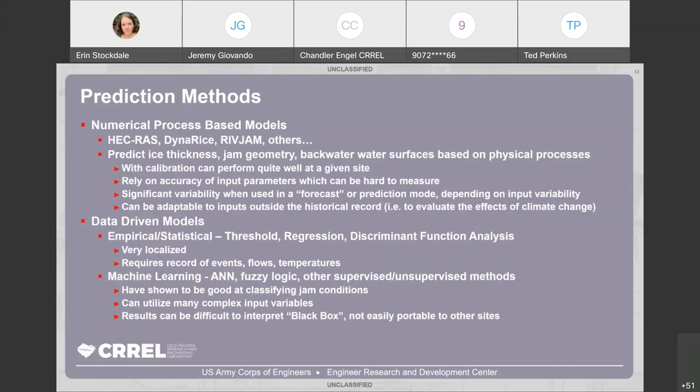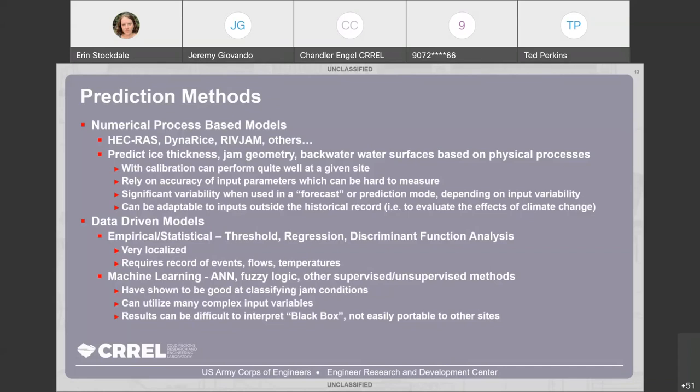It's basically summarizing the ice jam modeling approaches that we currently have. So first, we've got numerical models. Some of these you might be familiar with: HEC-RAS, DynaRice, RIVJAM, there's many others as well. These are useful for predicting ice jam geometry and stages based on actually modeling the physics that control these events.